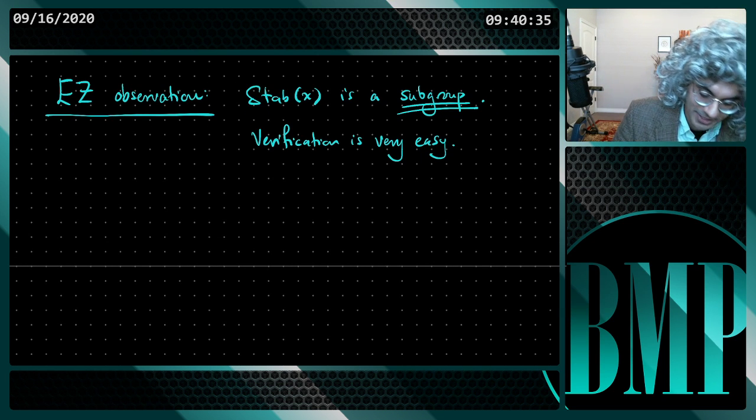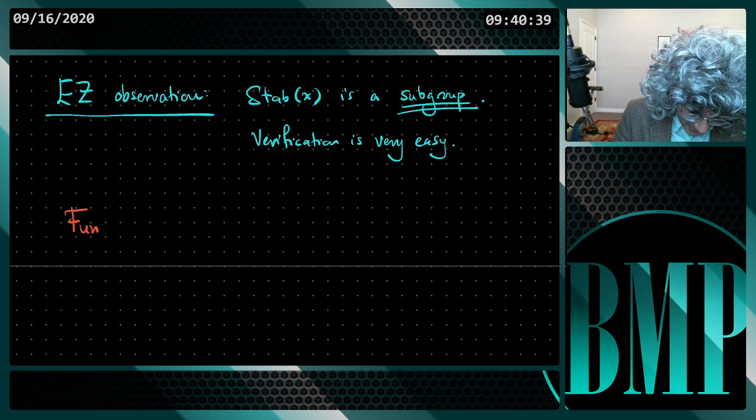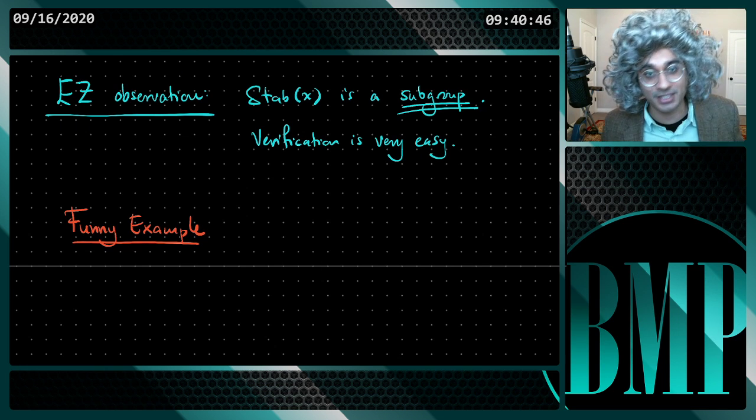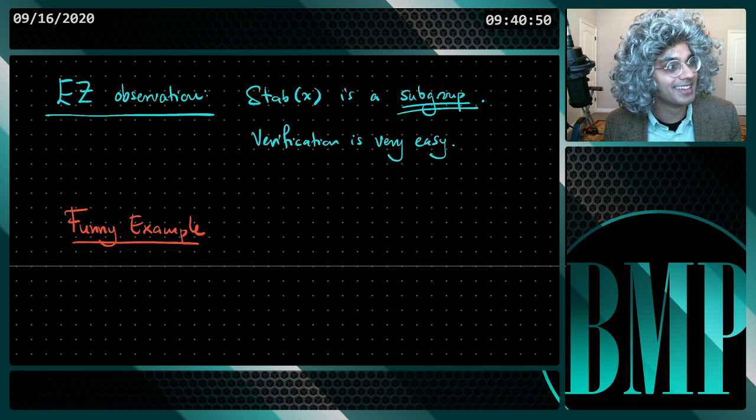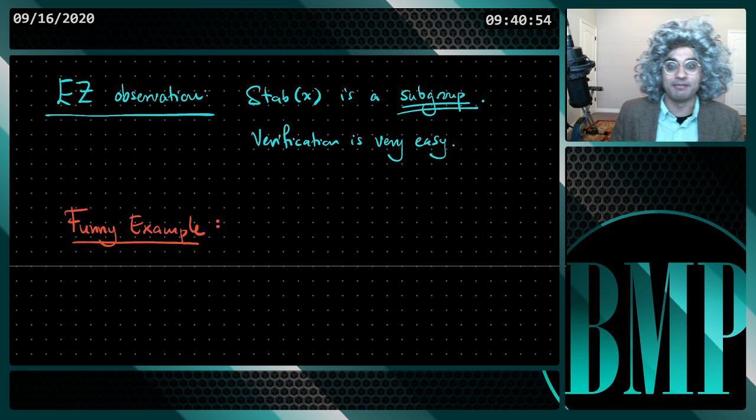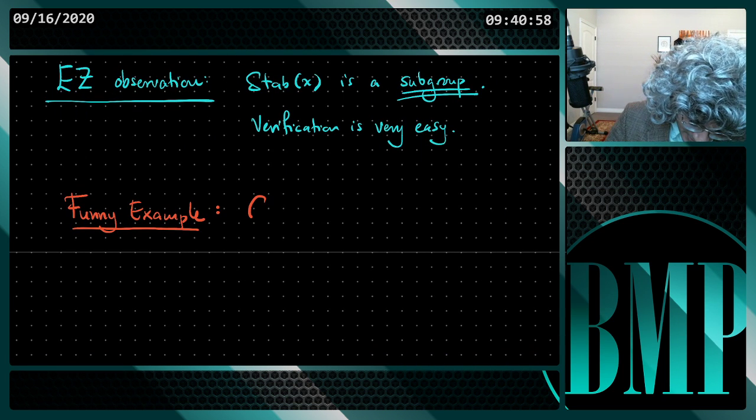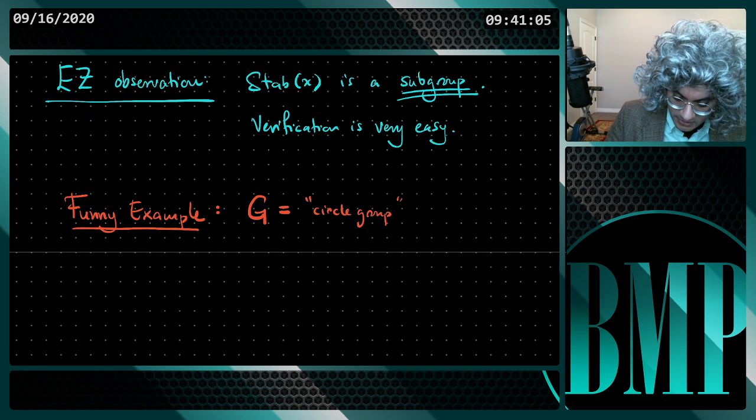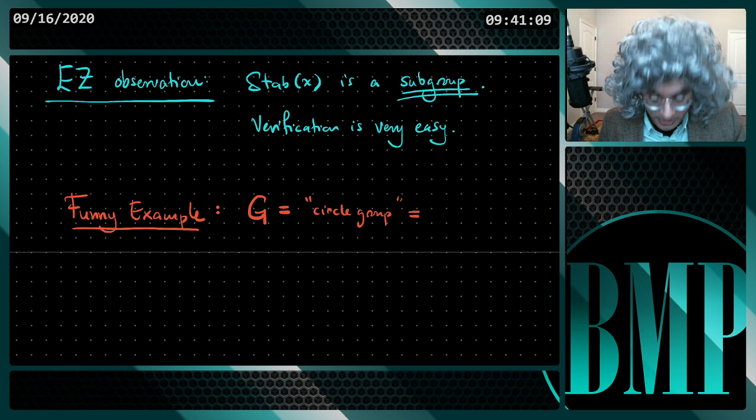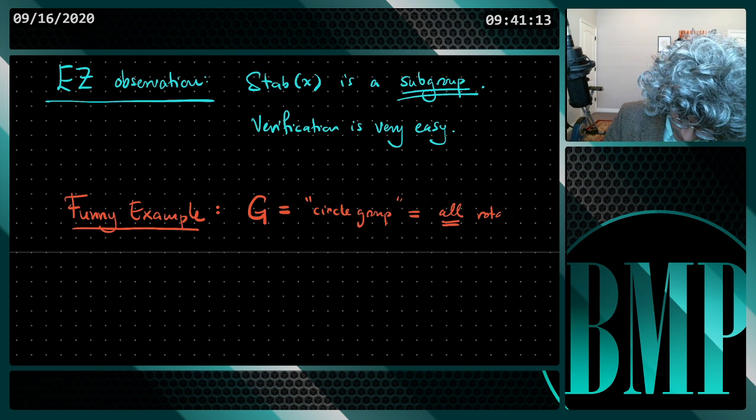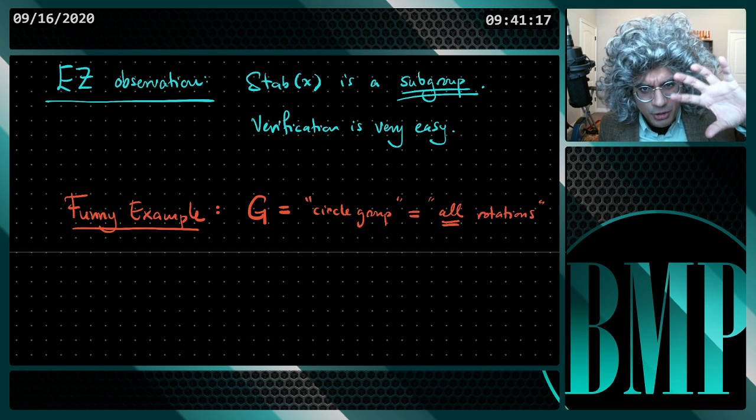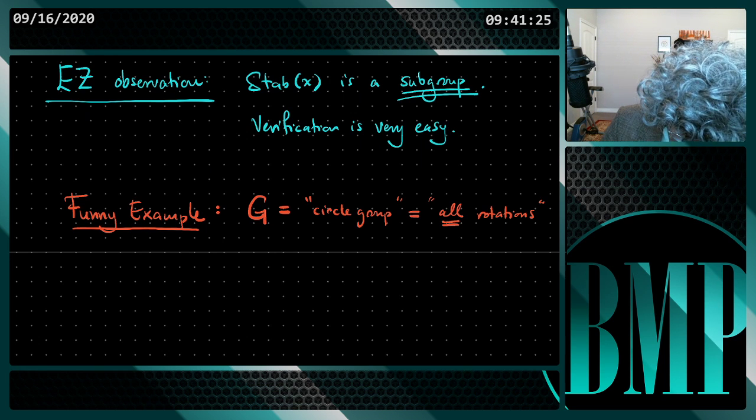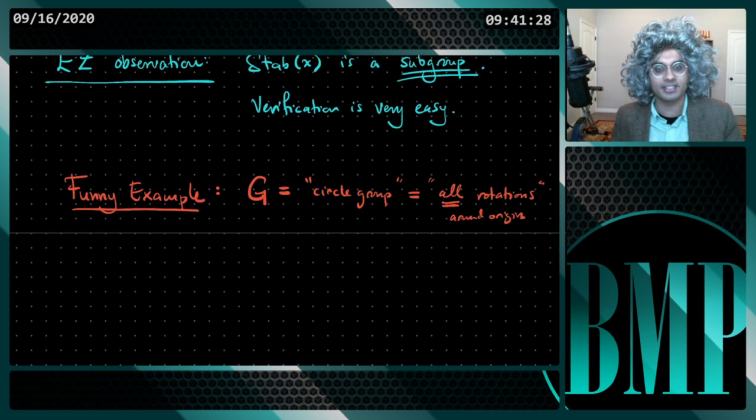So now I'm going to give you a funny example. This is the example that justifies the terminology, at least of orbit. Here's the best one I could come up with. G is the circle group, also known as the group of all rotations around the origin. Not just 2 pi over n or whatever, just all continuous, all thetas, all rotations around the origin. All right, that's the group G.